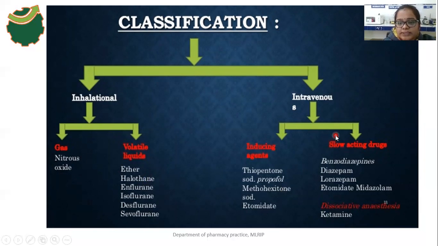Intravenous drugs, for example, are inducing agents. Examples of inducing agents are thiopentone sodium, propofol, methohexitone sodium, and etomidate. These are the intravenous inducing agents. Next are the slow acting drugs, that is benzodiazepines. Examples of benzodiazepines are diazepam, lorazepam, and midazolam. And a dissociative anesthetic example is ketamine. So this is the classification of the general anesthetics.